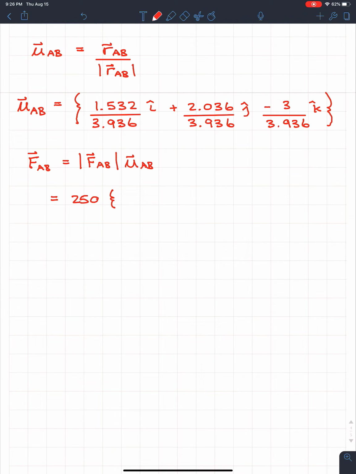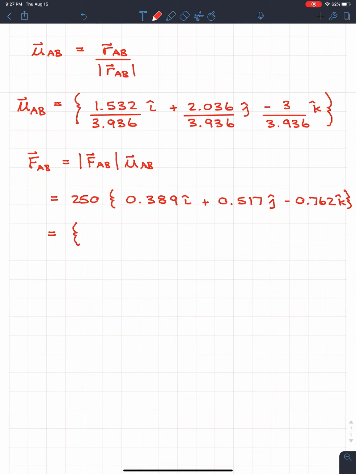So it'll be 0.389i plus 0.517j, and then minus 0.762k. So again, all we do to multiply this is we take each of those components and we multiply it by 250. So in the end, our force vector is going to look something like this.